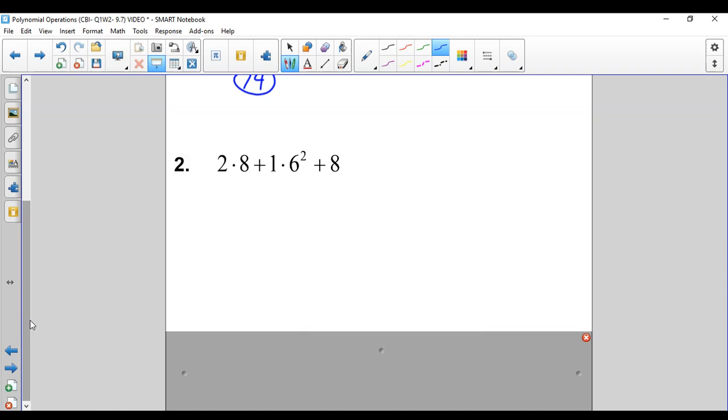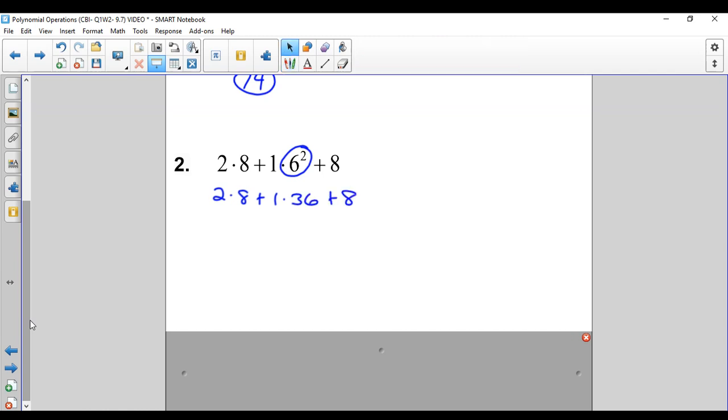We have 2 times 8 plus 1 times 6 squared plus 8. You start with the exponent first. So it'll be 2 times 8 plus 1 times 36 plus 8. This one we have multiplication in a couple spots. 2 times 8, we get 16. 1 times 36, we get 36.